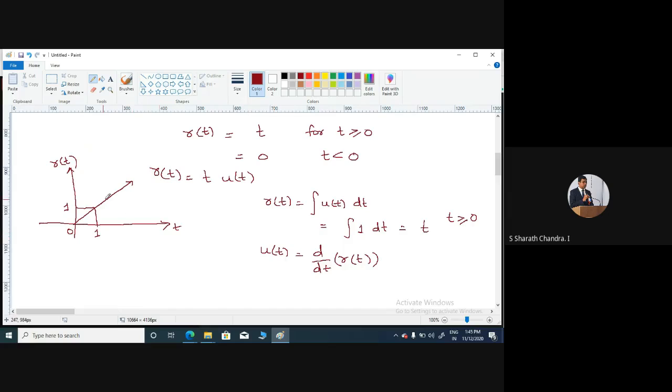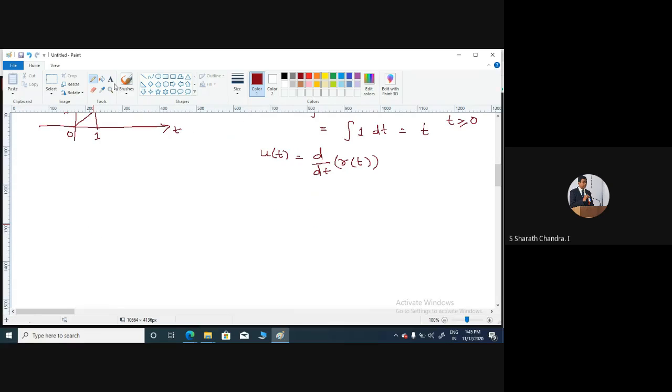I have already shown you the graphical representation of a continuous time unit ramp signal. In the same way, we can also define a discrete time unit ramp sequence, which is defined as r of n equal to n for n greater than or equal to 0, and 0 for n less than 0. On similar lines, you can also represent r of n as n into u of n.